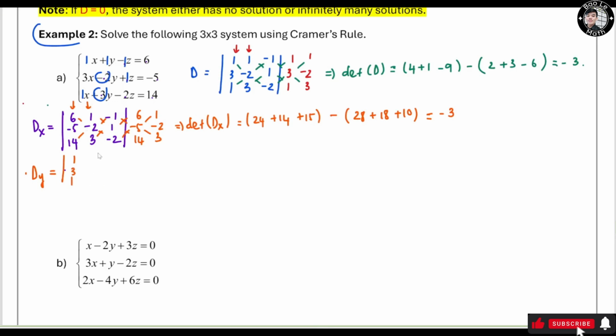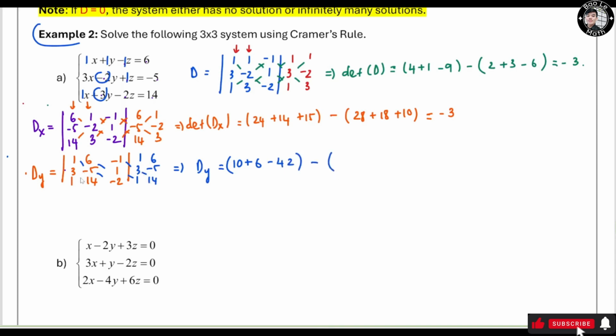D1, D2, D3, which is 6, -5, 14. C1, C2, C3, which is -1, 1, -2. Then we're going to copy the first two columns over here. 1 times -5 times -2 should be 10. 6 times 1 times 1 should be 6. -1 times 3 times 14 should be -42.